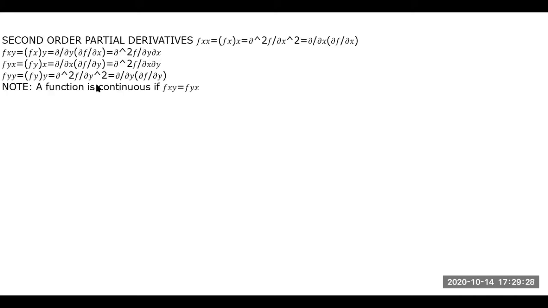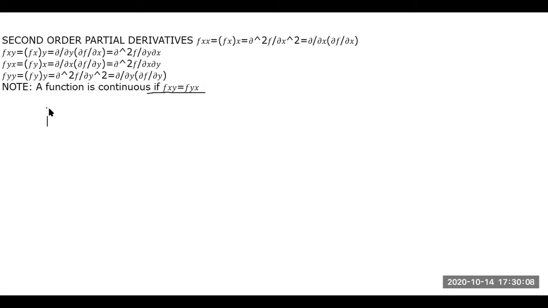Now, there are what are known as second partial derivatives. For fxy, you differentiate the function with respect to x first, then differentiate it with respect to y. For fyx, we differentiate the function with respect to y, then differentiate it with respect to x. Fyy means we differentiate with respect to y, then with respect to y again. And fxx means we differentiate the function with respect to x twice. Now a function is continuous if and only if fxy is equal to fyx. So let's look at an example. Let's look at two examples.